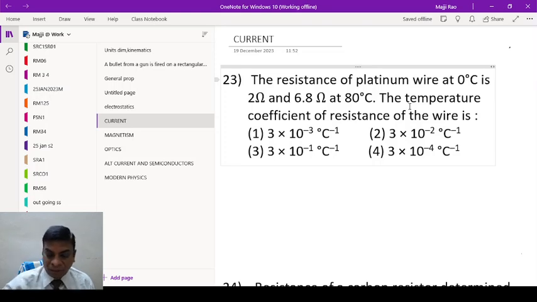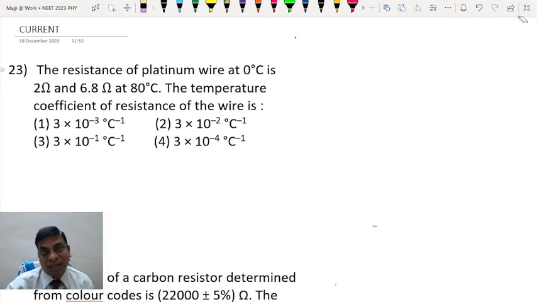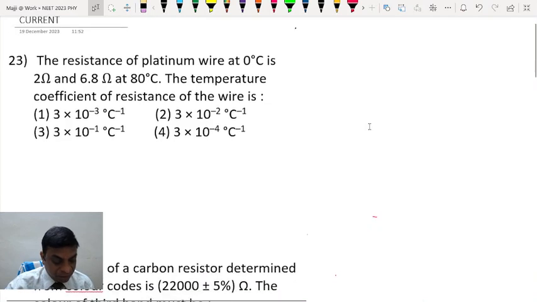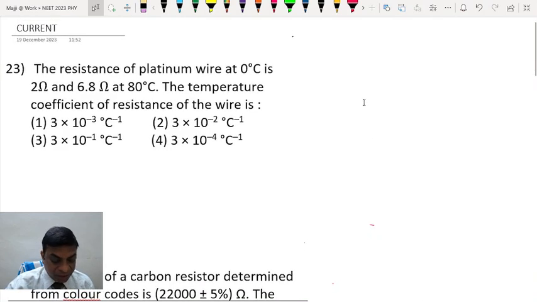Today I have come with questions based on current electricity, which were asked in the 2023 NEET exam. So let us discuss them one by one. The resistance of a platinum wire at 0 degrees Celsius is 2 ohm and 6.8 ohm at 80 degrees Celsius. The temperature coefficient of resistance of the wire is.